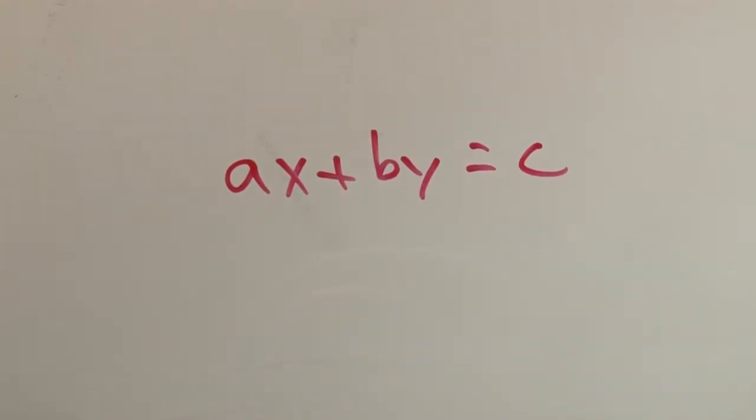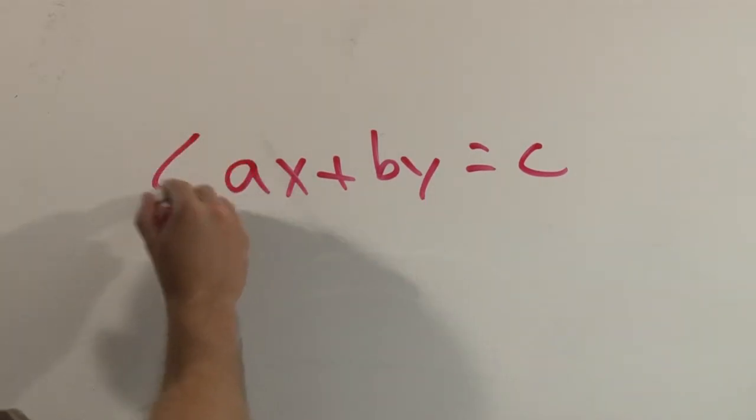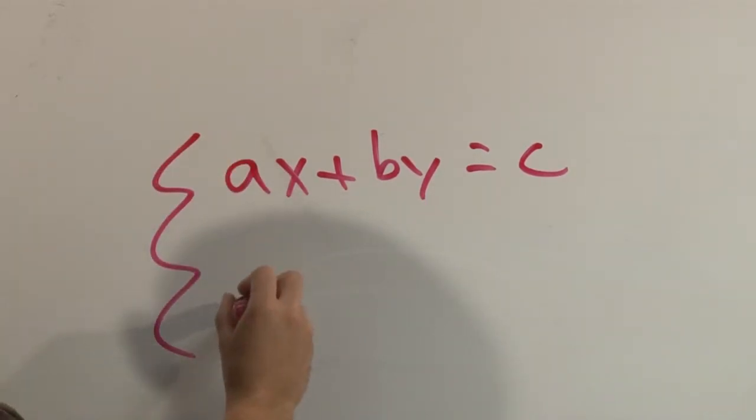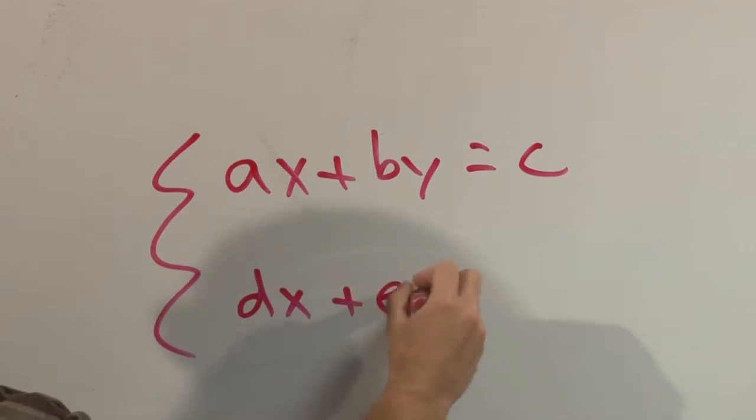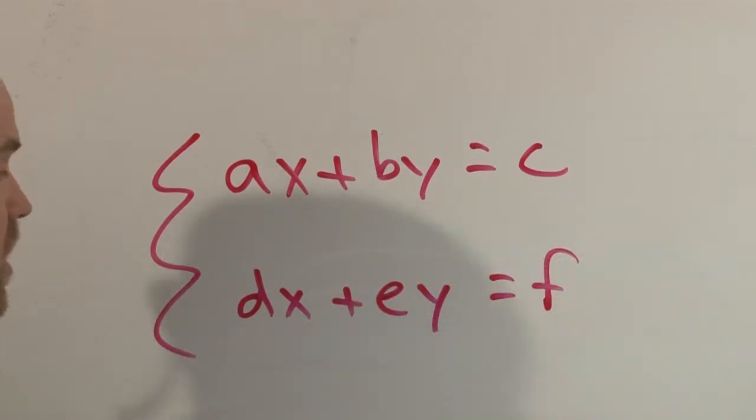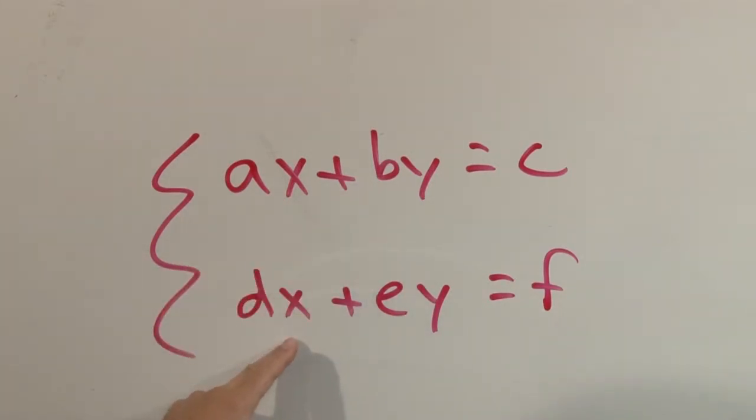If you have a system of linear equations, you end up having two linear equations where, let's call this maybe, dx plus ey equals f. So you have two variables in both equations, and these variables actually represent the same value.